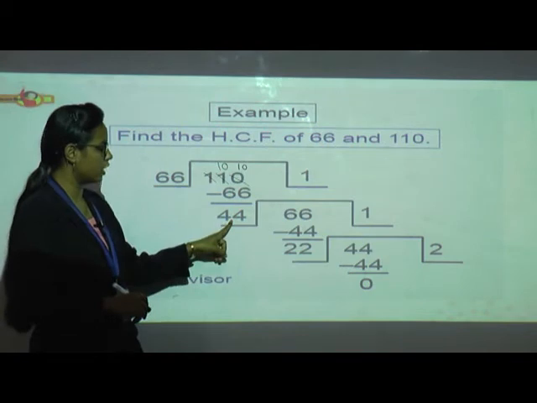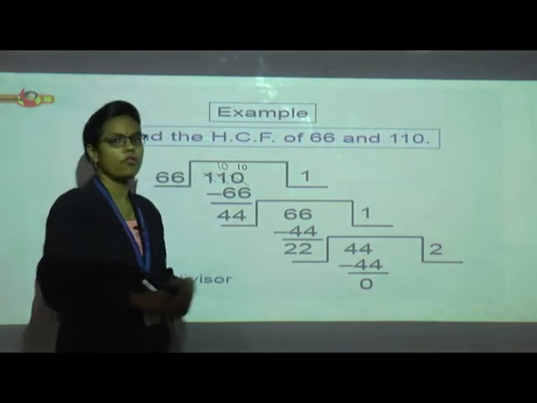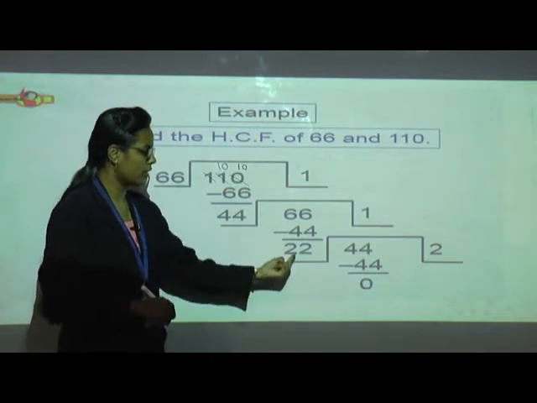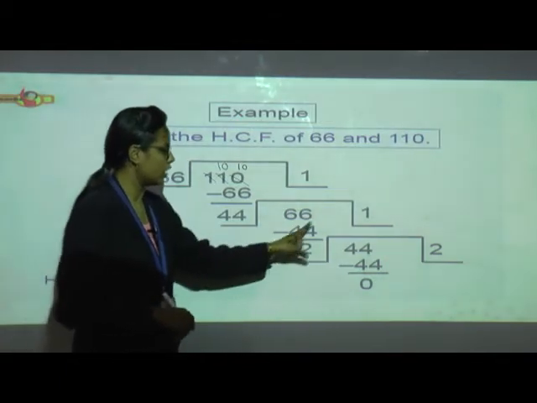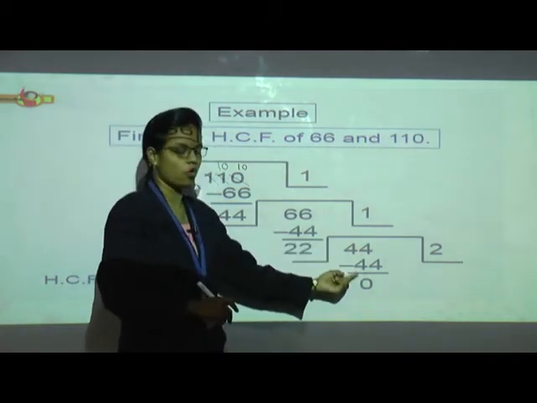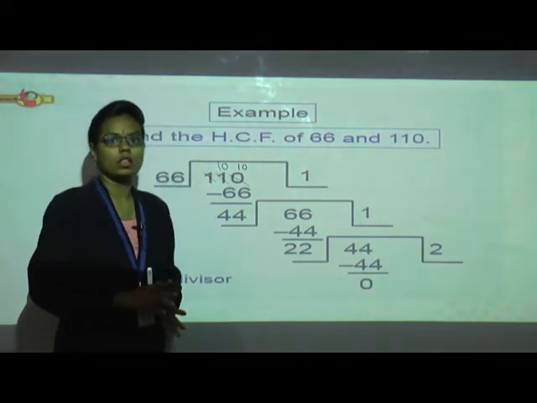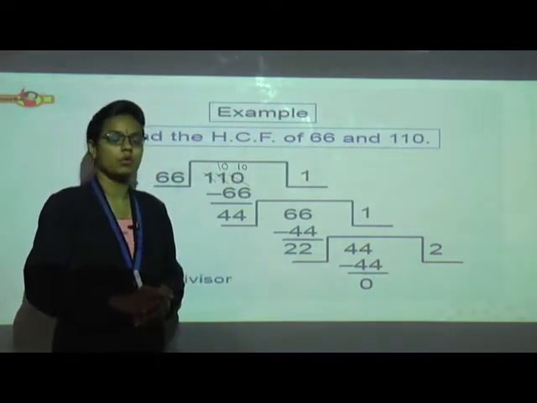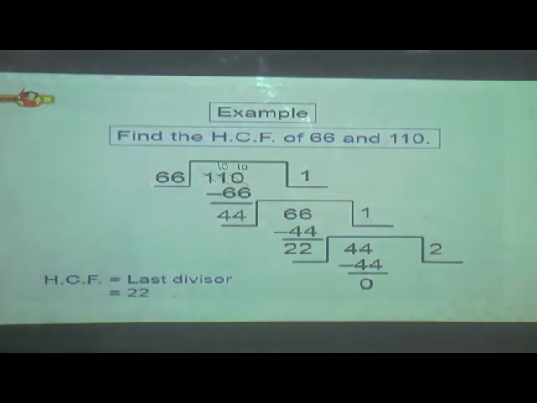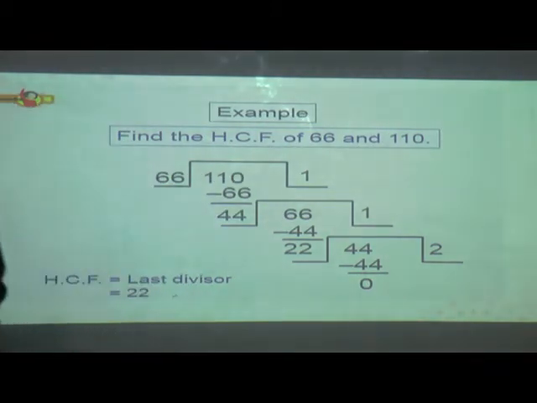Now we will divide 66 by this 44. 44 ones are 44. 6 minus 4 is 2 and again 6 minus 4 is 2. Now we got 22, and this 44 we will take here. Now we will again divide it. 22 twos are 44. 4 minus 4 is 0 and 4 minus 4 is also 0. Now we got the remainder 0. So we have to do the division till we get the remainder 0. This is the division method for finding HCF.